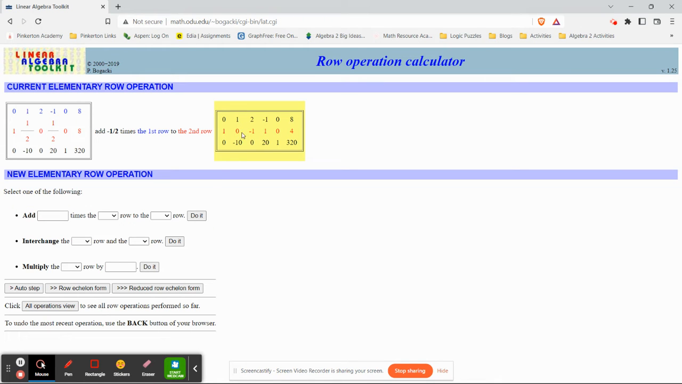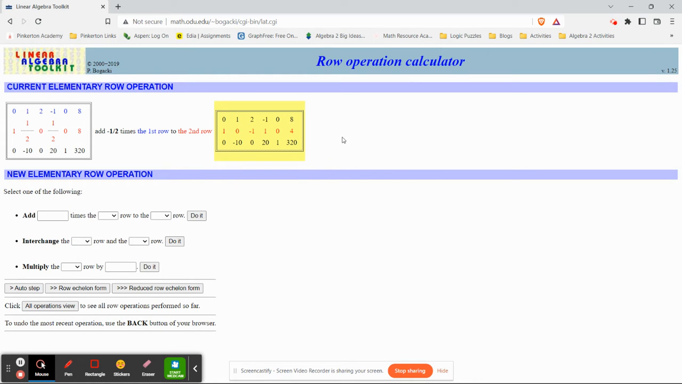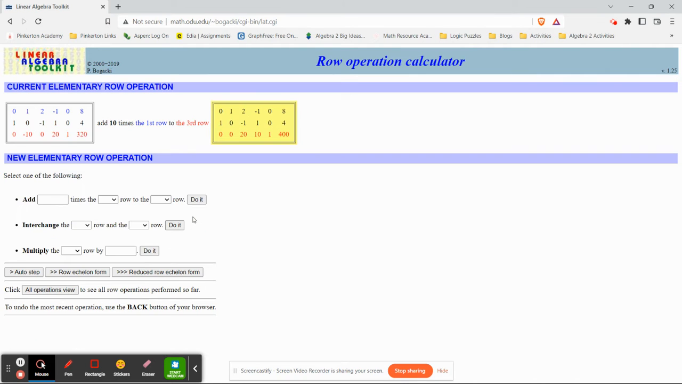Okay, make sure you're always getting the 0 that you're supposed to be getting. If you screw something up, you can just hit the back button. It'll take you right back to what you did before and you can fix it. You can always go back forward. It saves this. It's a really nice website. It saves things for you. All right, and then I'm going to use this 1 up at the top. Remember, that's our pivot element. I'm going to multiply by +10 and add it to the bottom row. So I'm going to add +10 times the first row to the third row. Do it. And there's our new matrix.